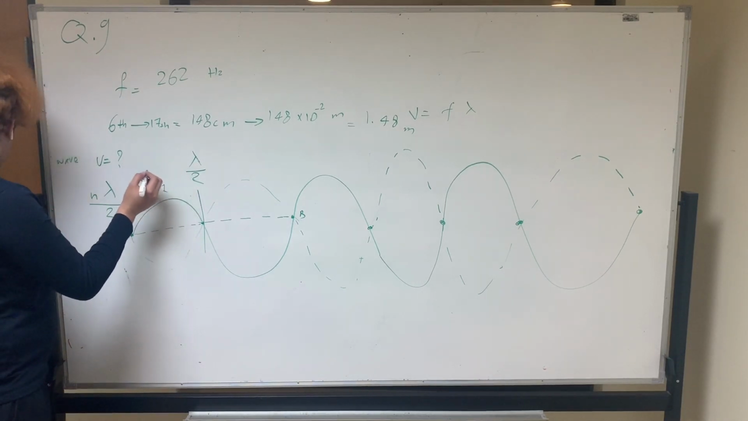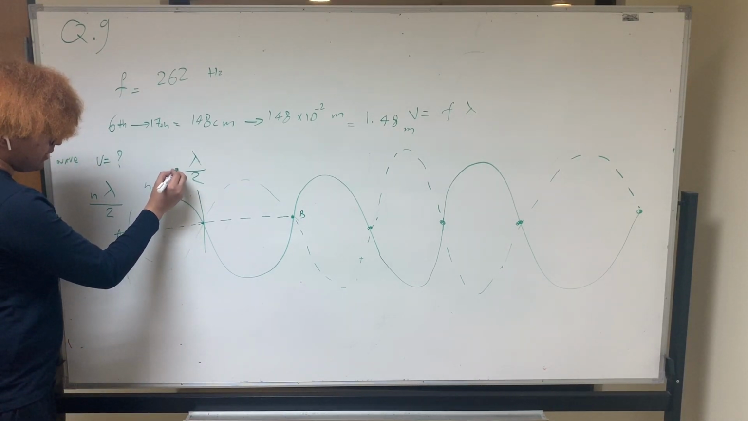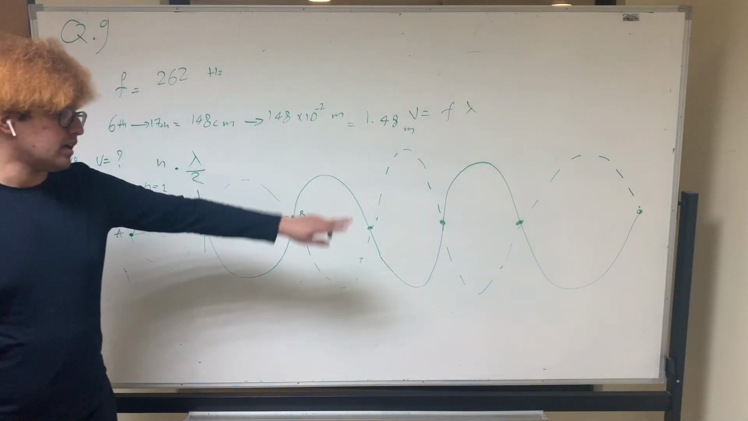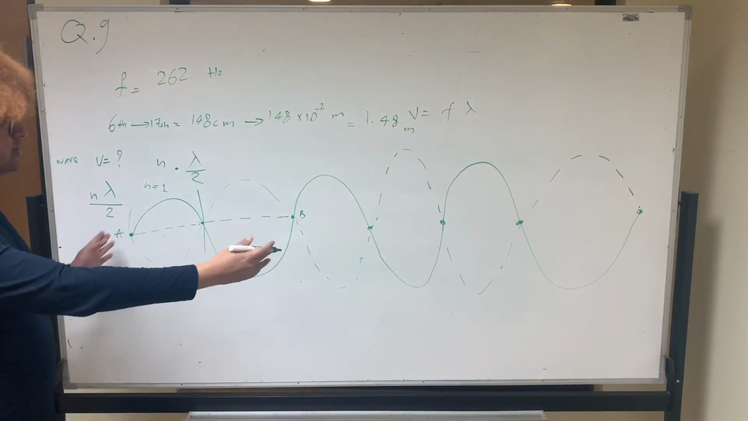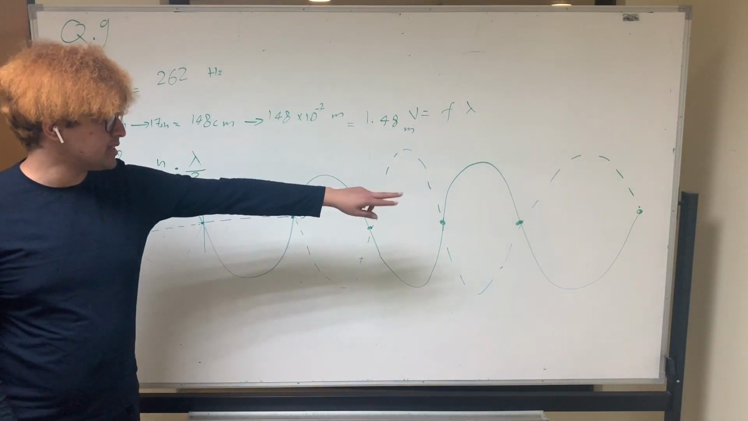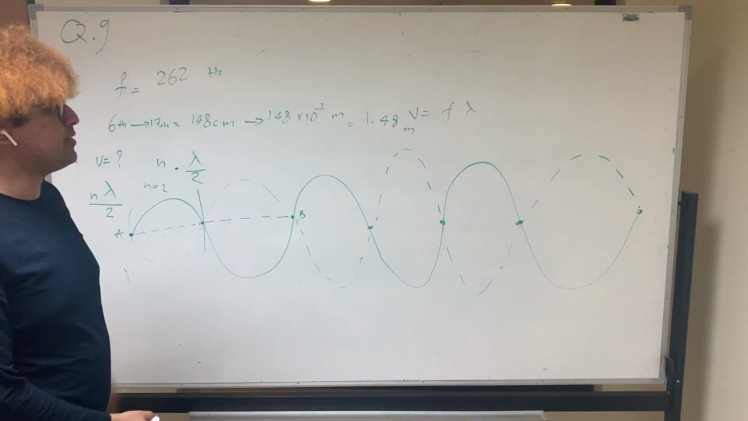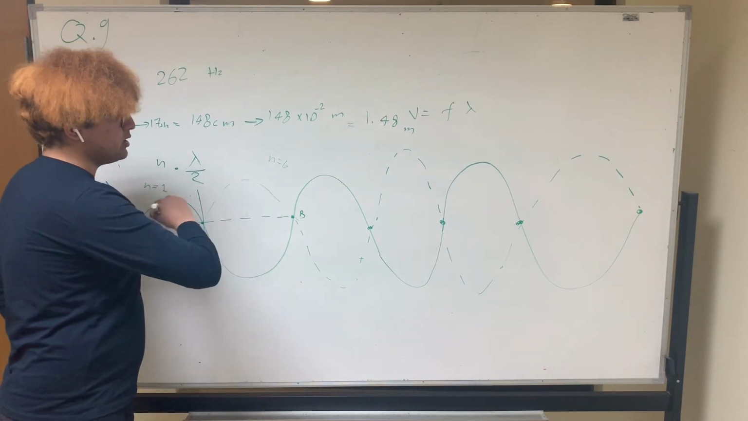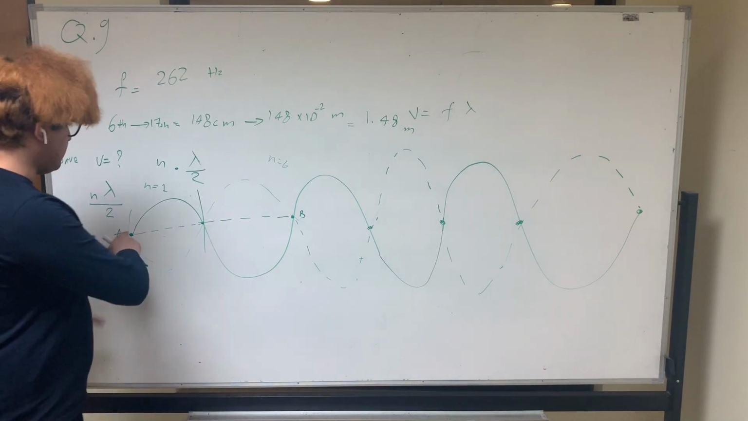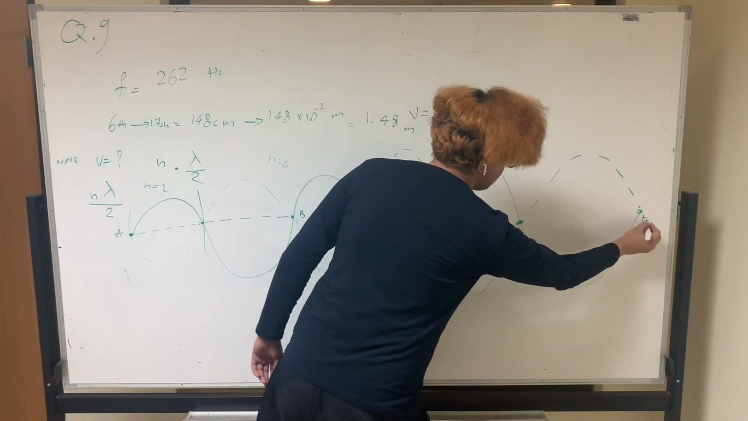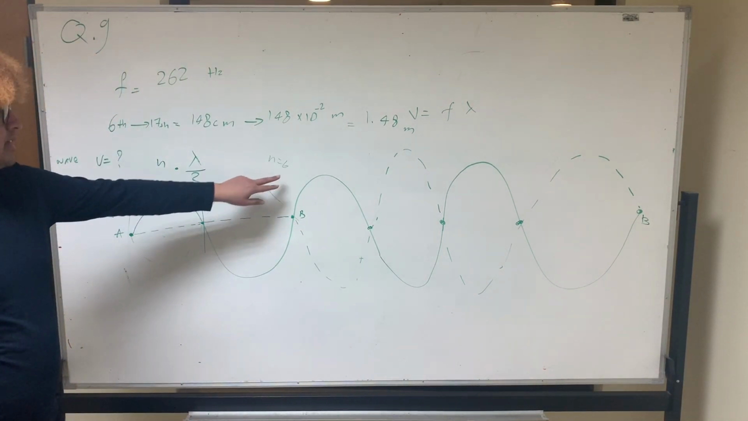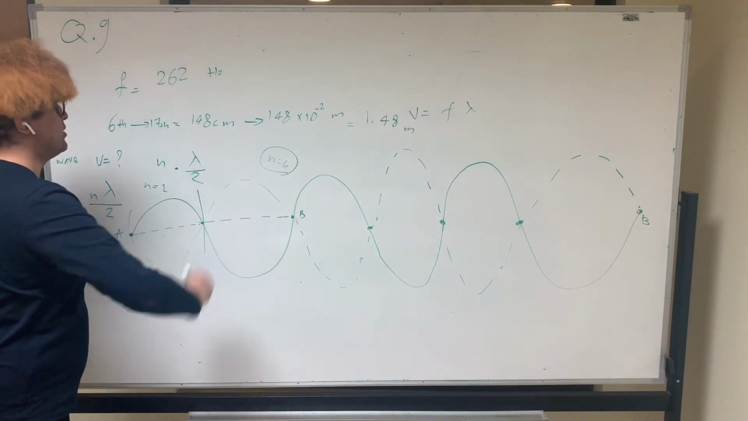So if you multiply lambda over 2 by your harmonic number, you'll be getting the distance of the string. So for example, here we have 1, 2, 3, 4, 5, 6. Our harmonic number here is 6, n is equal to 6, because we have 6 half circles. So if you want to get the length from here to here, from point A to point B, then you multiply lambda over 2 by 6, which is our harmonic number.